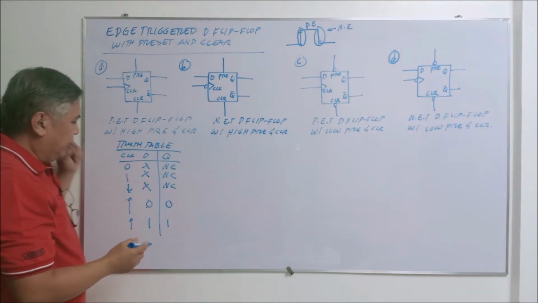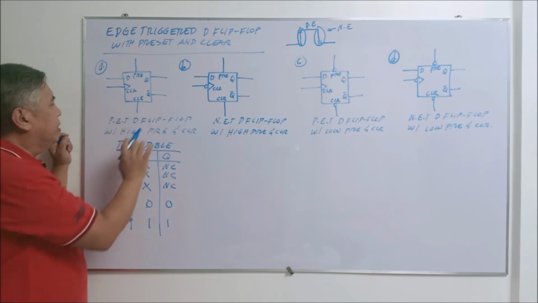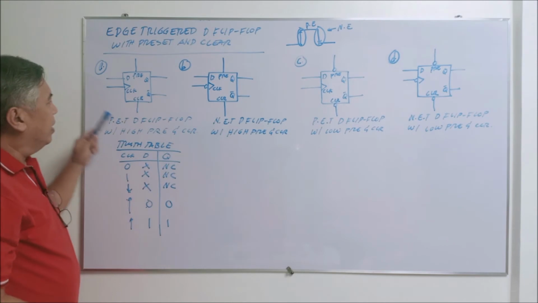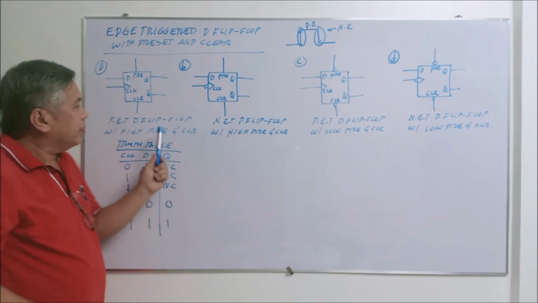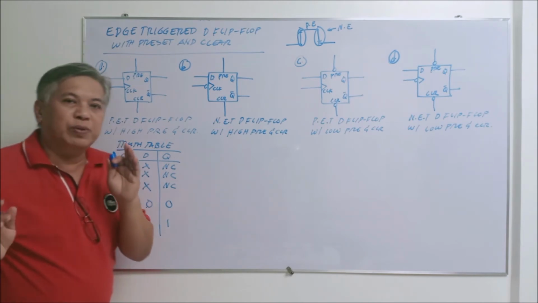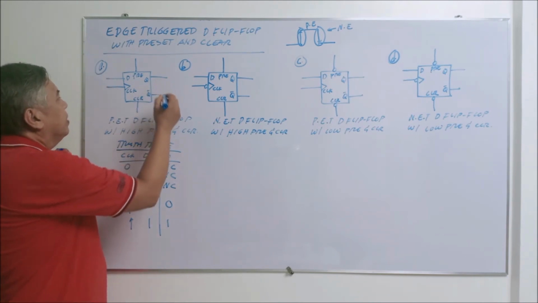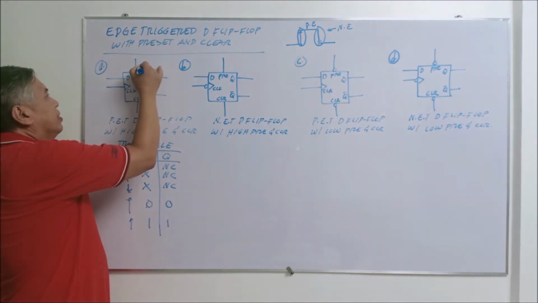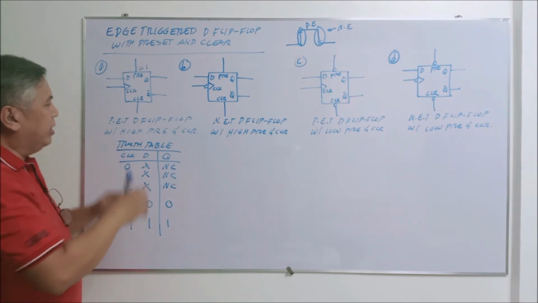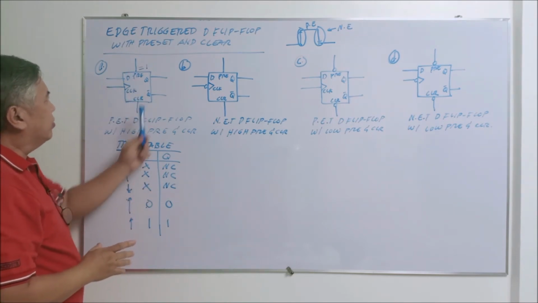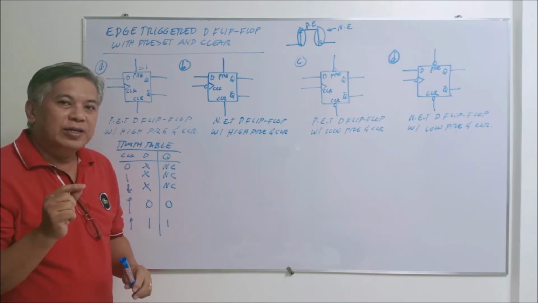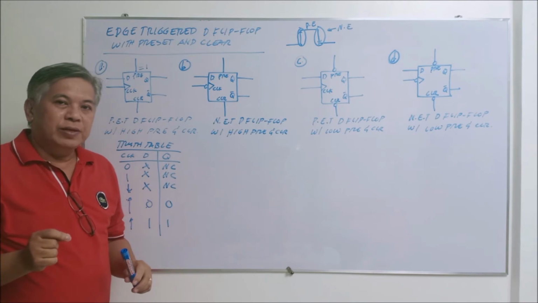Okay? So, that is for the positive edge triggered D flip-flop with high preset and high clear. Now, where do the preset or the clear go in? Now, if we will use preset, basically, it is a high preset, so the preset should have a value of 1. Okay? Then, that's the time that we can say that your initial Q will start at 1. Okay? If we are using preset.